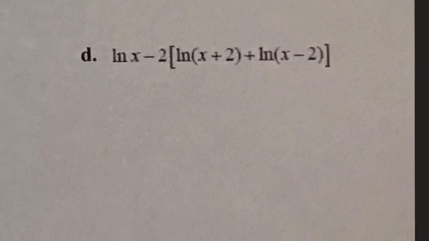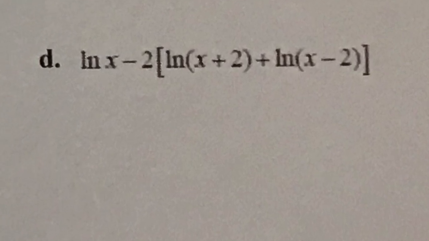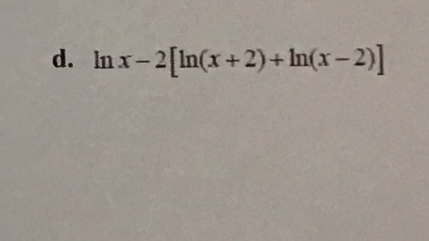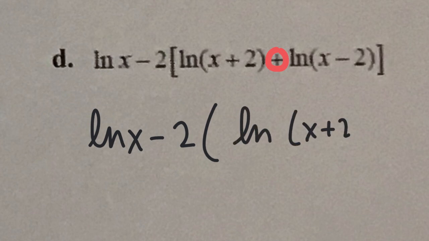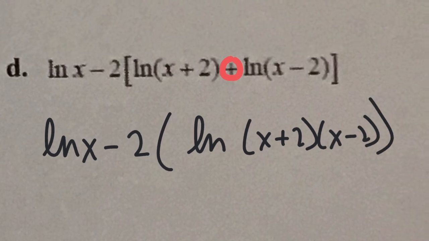Okay, what's going on here? Okay. First we start with the plus. Okay, we always get rid of plus first because this is looking pretty tricky. So let's condense by doing the plus. So this is ln of x minus 2. Plus becomes multiplication. So x minus 2 times x plus 2.